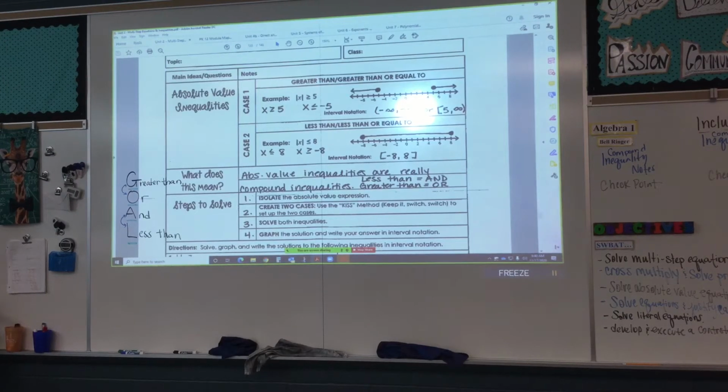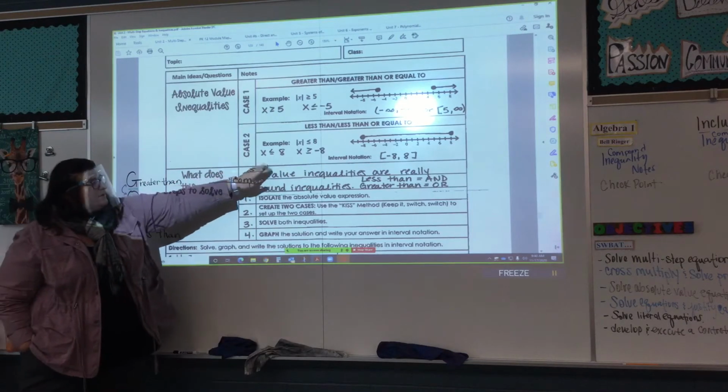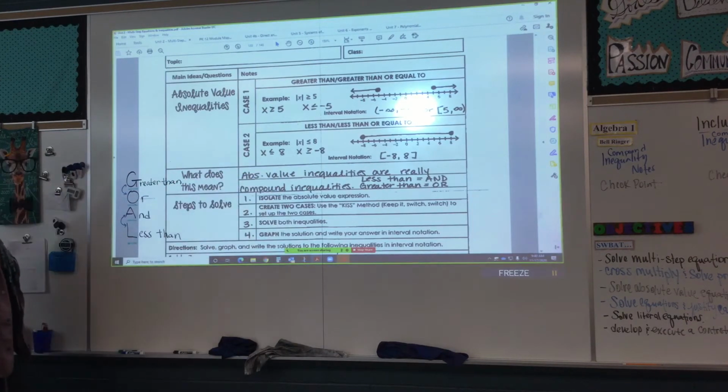Alright, we are covering absolute value inequalities. There are two different cases. The first case, absolute value of x is greater than or equal to 5. What happens with that is we turn it into an OR. The acronym GOAL helps us. So if it's greater than, it becomes an OR compound inequality. And then case 2, if it's less than, it's an AND inequality. So we switch it around and we make it an AND inequality and we solve.